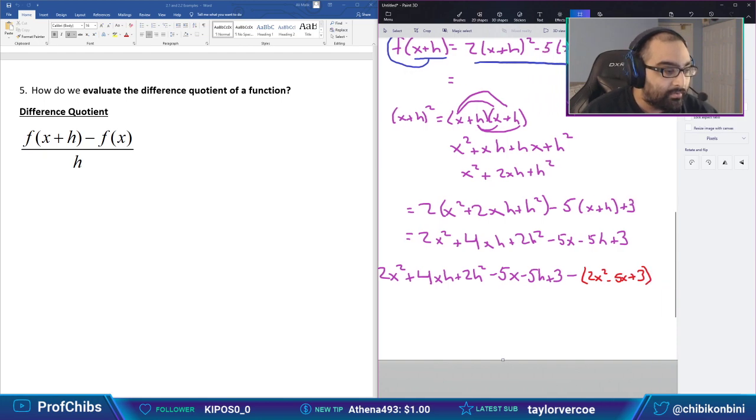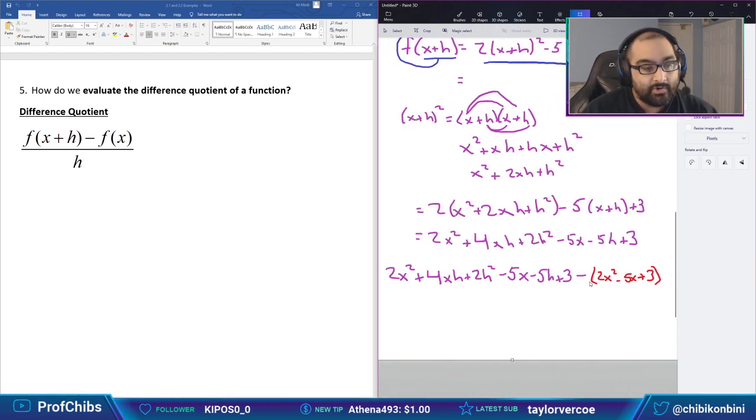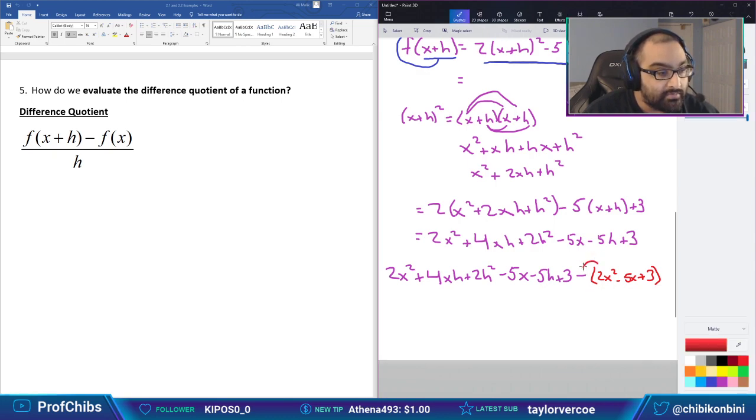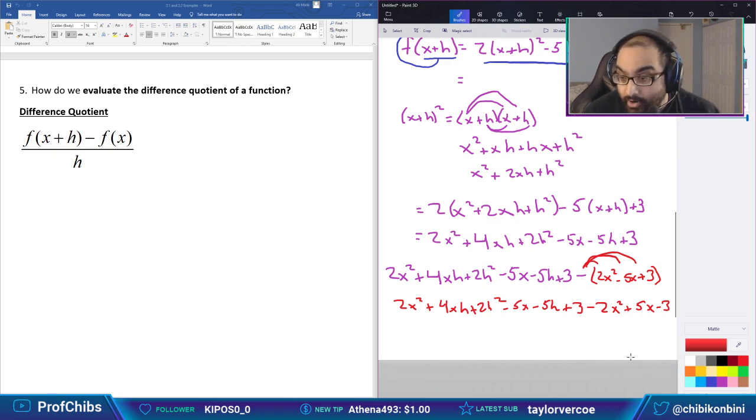Now the question is, why does that happen? Well, in this case, we're subtracting that entire expression. So essentially, we're going to distribute the negative to each one of the terms in f of x. So what we have is 2x squared plus 4xh plus 2h squared minus 5x minus 5h plus 3. But now we have minus 2x squared plus 5x minus 3. So that's what we have so far.